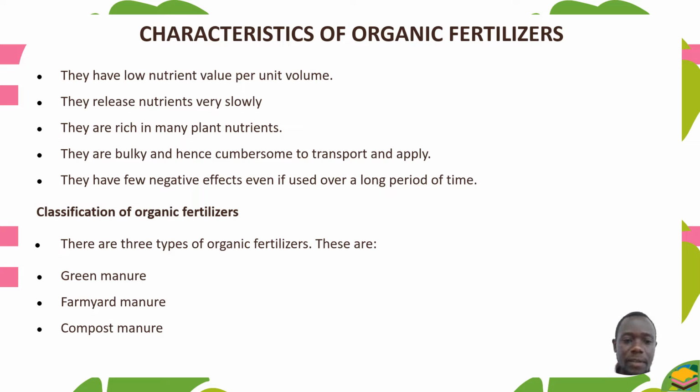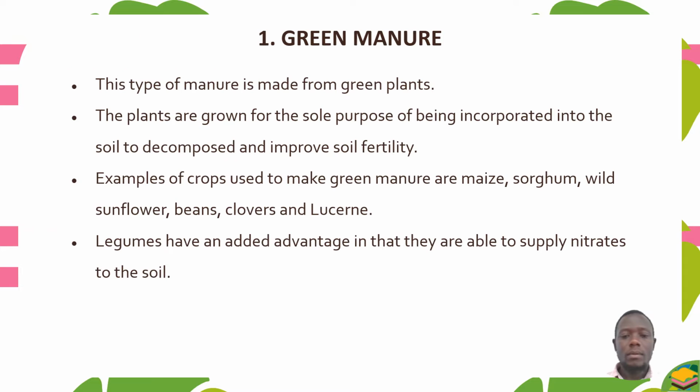Then let's look at classification of organic fertilizer. These organic fertilizers are also classified, and normally we have got three classes of organic fertilizers. So I've got green manure, farmyard manure, and compost manure. We're going to look at each and every classification in detail. We're going to start with green manure.